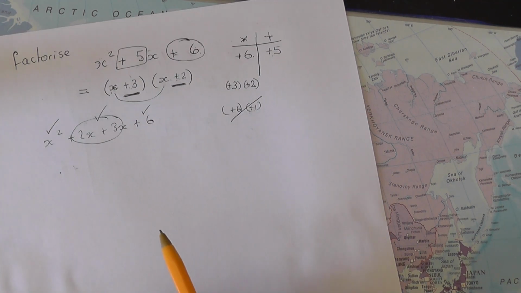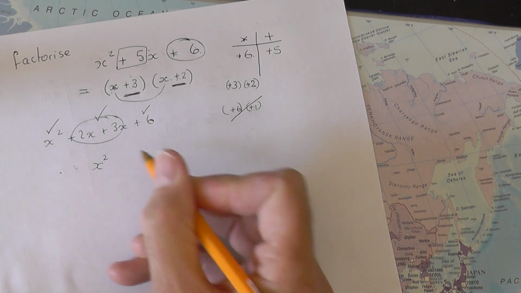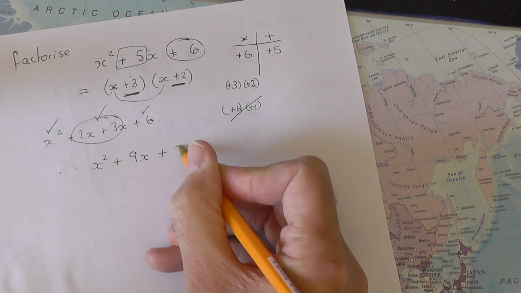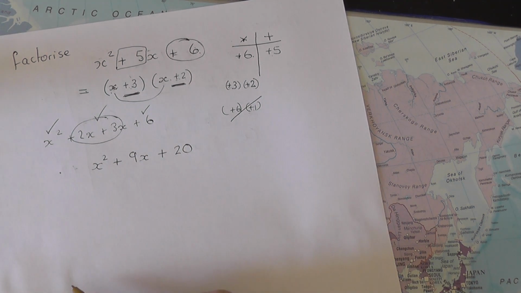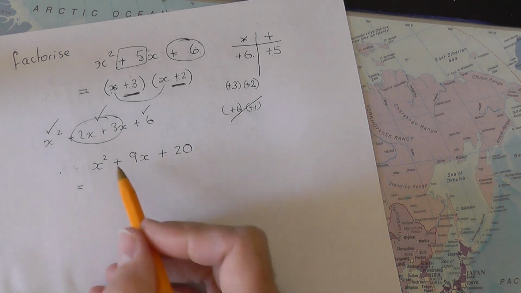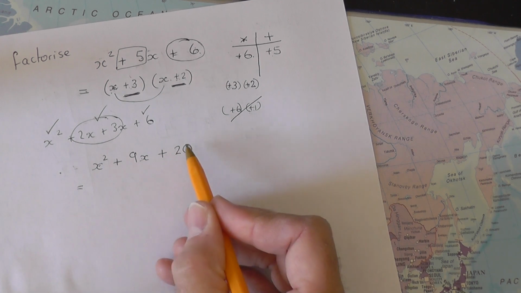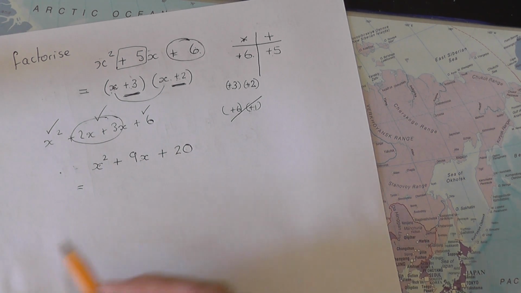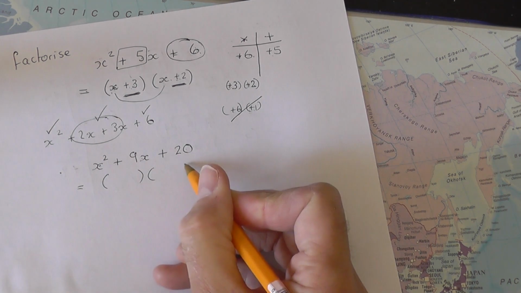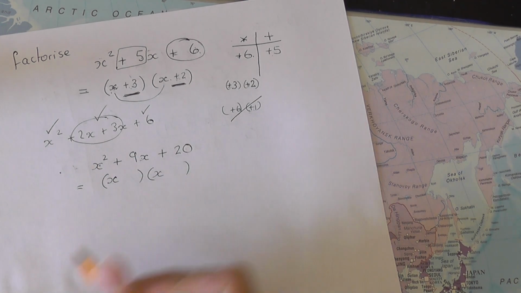I'll do one more in this video, just to show you with a different example. So if I had something like x squared plus 9x plus 20, and I said to you, can you please factorise that? This is what you'd do. You'd say, is there a common factor? x goes in that, x goes in that, but x doesn't go in that. Okay, so it's got three terms with no common factor. It's going to be a double bracket. Because it's x squared, you must have x and x.